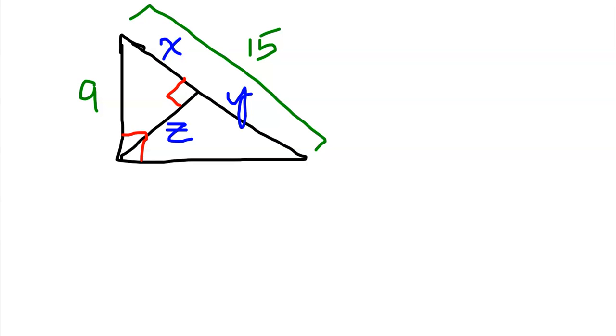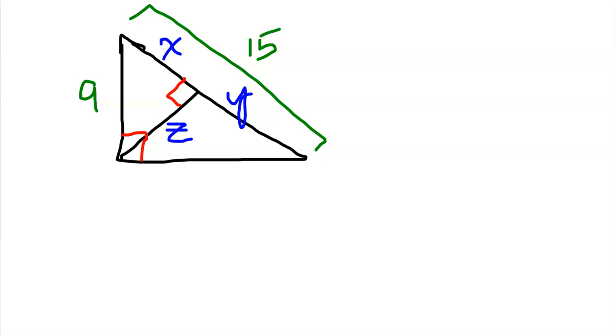So in this case, we can't really start with the length of the altitude. That's where we started before, but in those cases, we knew the two lengths of the segments that the hypotenuse was cut into by the altitude. In this case, we know the length of the hypotenuse and the length of one of the legs, but we don't know the segments or the altitude.